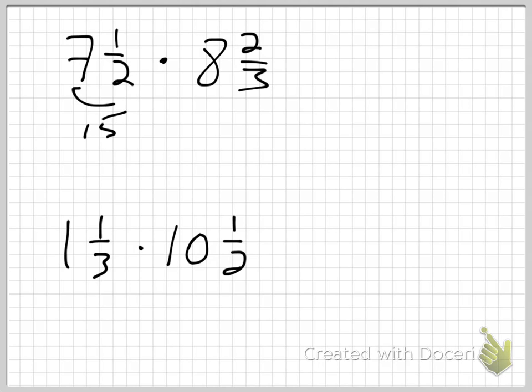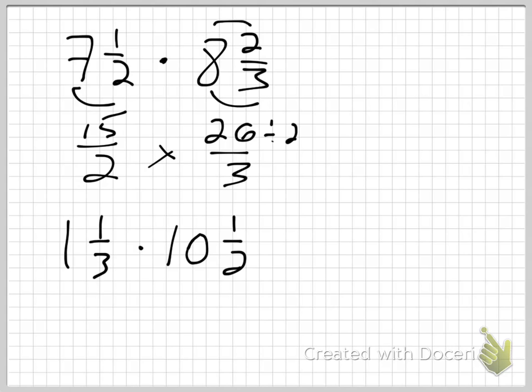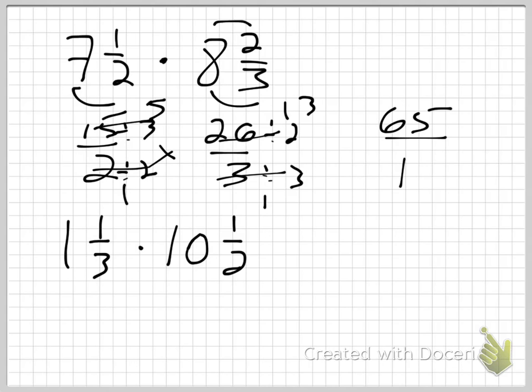So that's 15 halves. Yes? 24, 25, 26 thirds. Can I reduce anything? Lots. Divide by 2, divide by 2. That's a 1, that's a 13. Divide by 3, divide by 3. That's a 1, that's a 5. 5 times 13 is 65 over 1, which is just 65. How many of you got 65 as your answer for the top one?